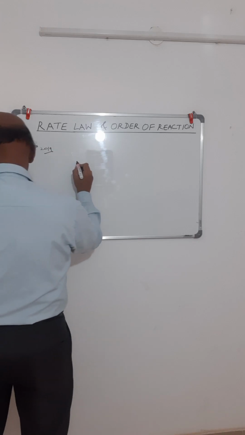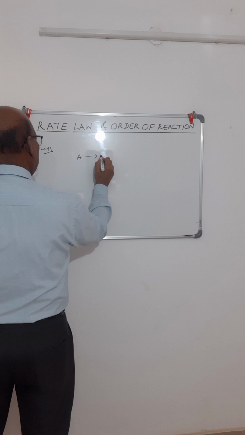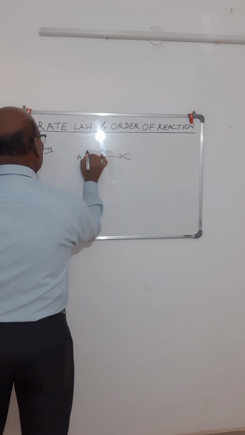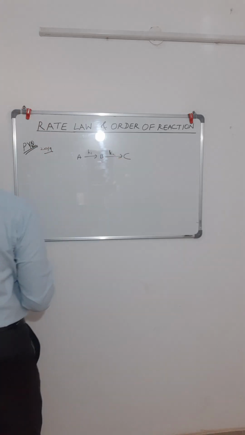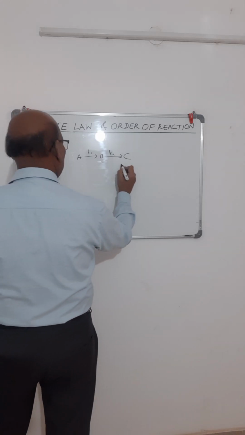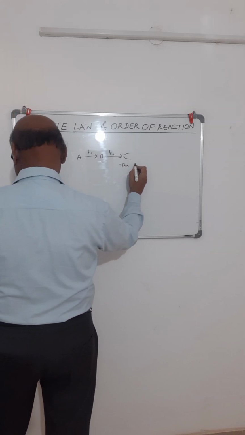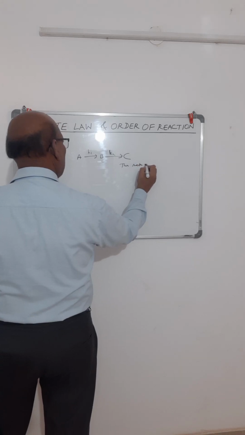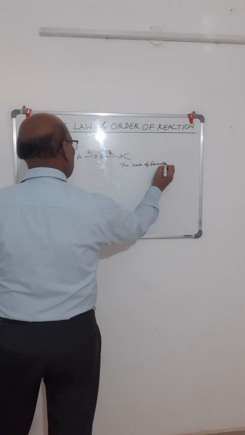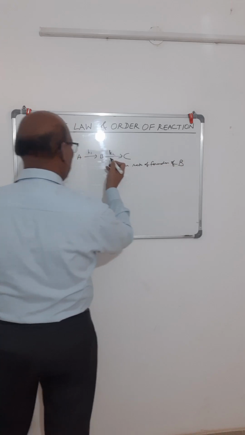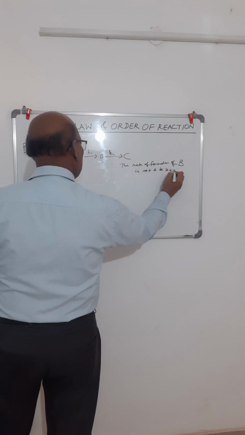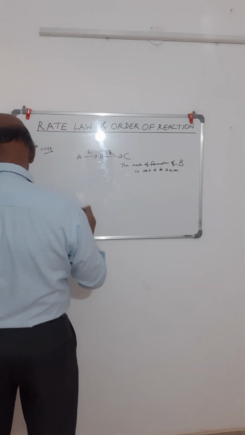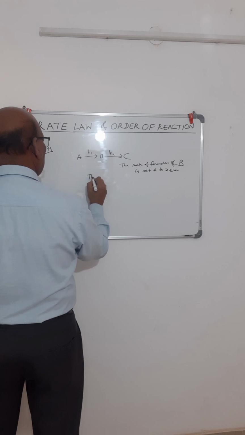It says that for a series reaction, A gives B and B gives C, where the rate constants are K1 and K2. So these are the series reactions. And it is said that the net rate of formation of B is 0.